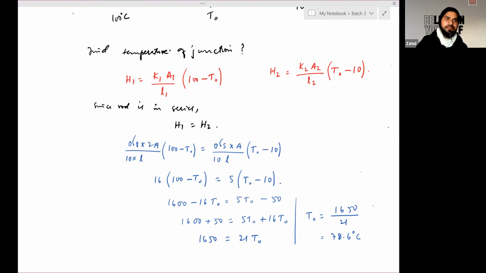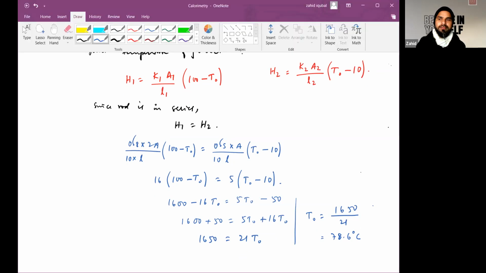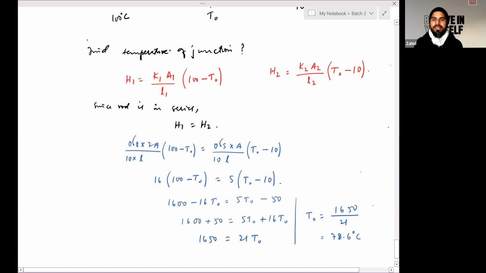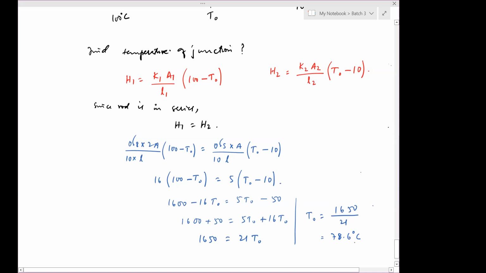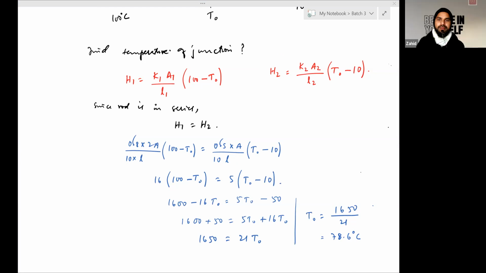Atif, Riba, is it clear? Yes, sir. You got this answer, or something close to it? Yes, sir. Okay. 1650 divided by 21 will be 78.57, or you'll say 78.6 degrees Celsius. Riba, any doubt? Nida?